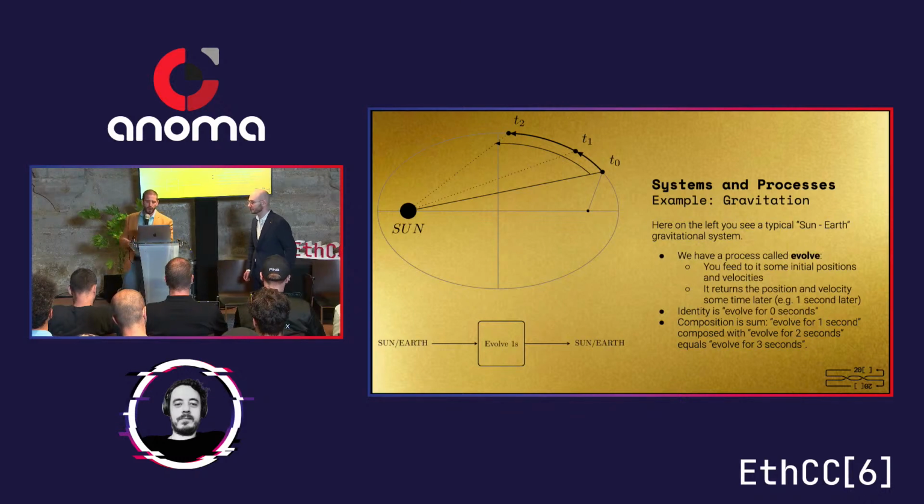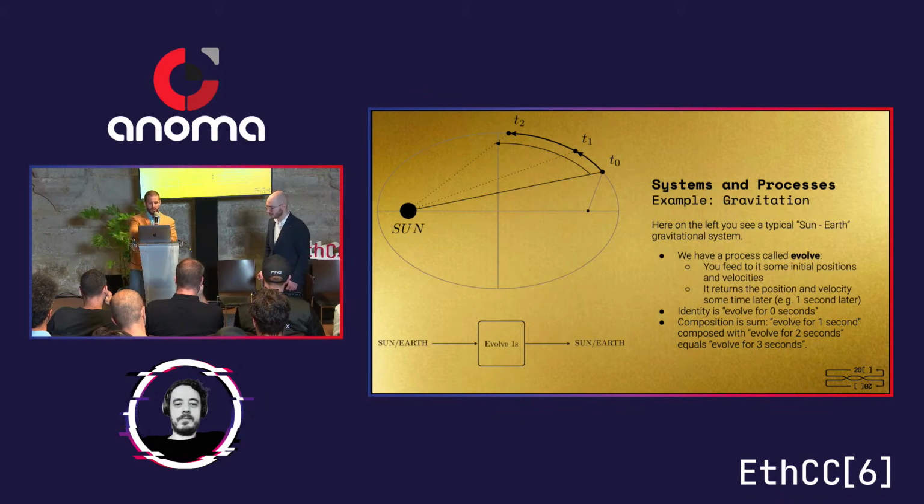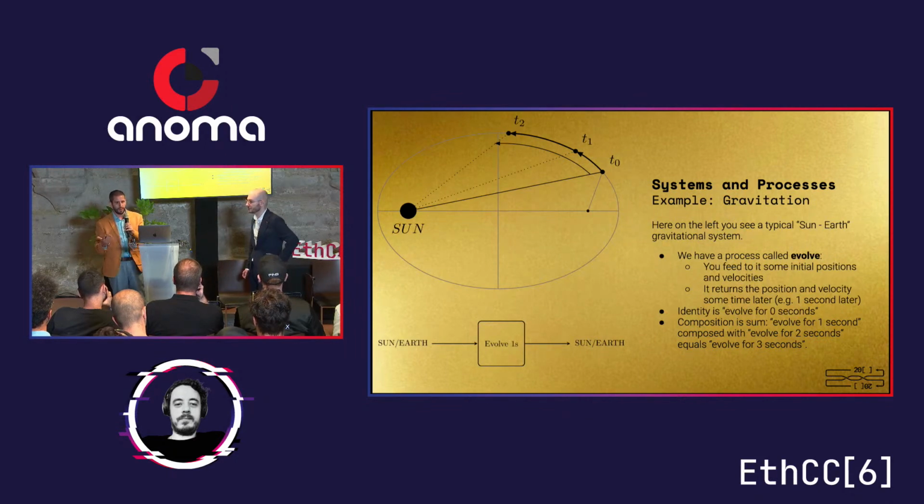Okay, so another example. This is basically gravitation. So the idea here is that you have a process on a physical system, a bunch of velocities and positions, in this case about the sun and the earth relative to it. And then you have this process that is evolve. So it basically says, okay, given some initial parameters of this dynamical system, what happens if I let 1 second pass? And this thing will spit out some other numbers.